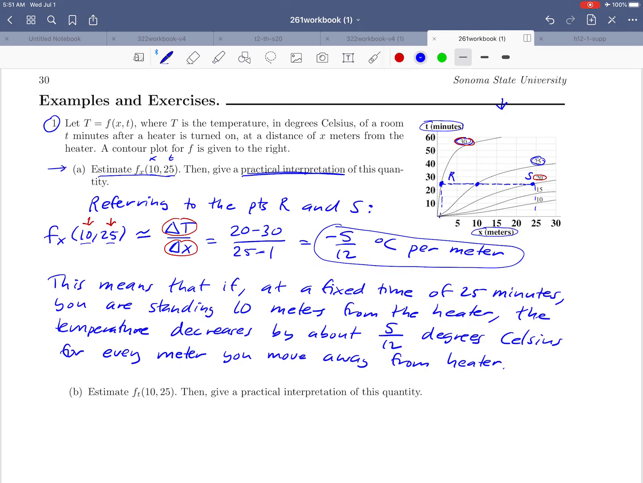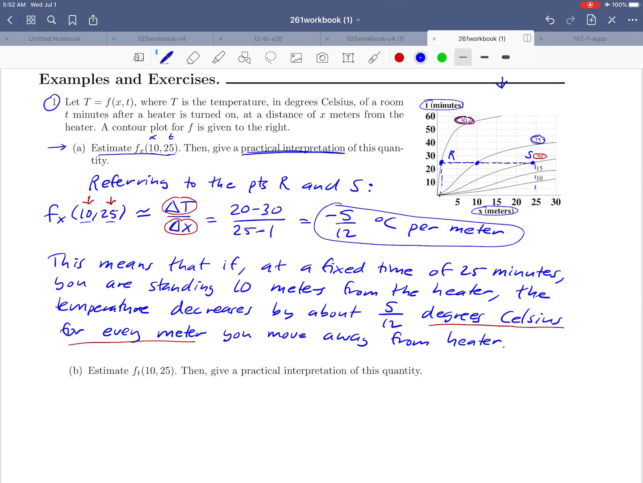Okay, and notice that you can kind of see the units of our derivative in that last part of the sentence that we wrote. Degrees Celsius for every meter, that's the degrees Celsius per meter, and it describes what kind of a rate of change we're talking about. Okay, good. So we've got a value for the derivative in A, and we've given an explanation, so we're done with A. Let's move on then to part B, and I'm just going to declutter the diagram a little bit here.